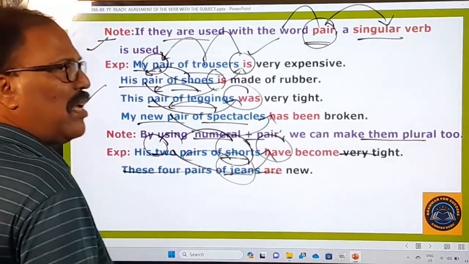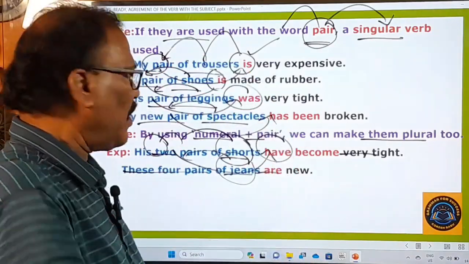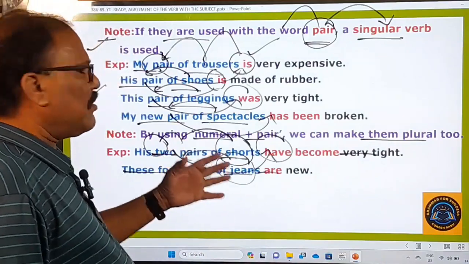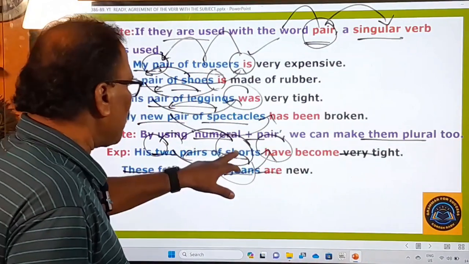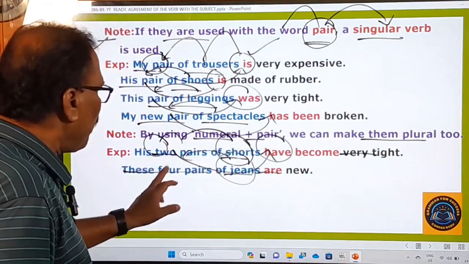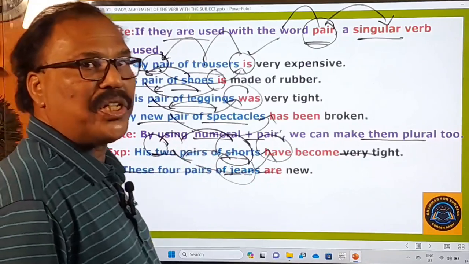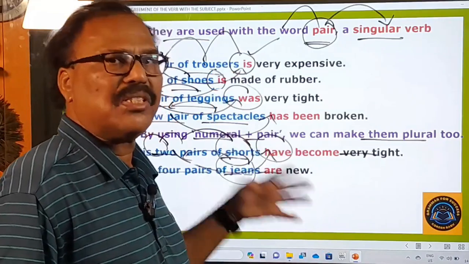You cannot say my four jeans. No, never say like that. My four pairs of jeans. Most of the students, youngsters will be saying my three shorts are, you can say, very tight. Don't say three shorts, say three pairs of shorts. Four pairs of jeans. That is the style of saying, but not directly. My three jeans are totally tattered or torn. Don't say like that, please.